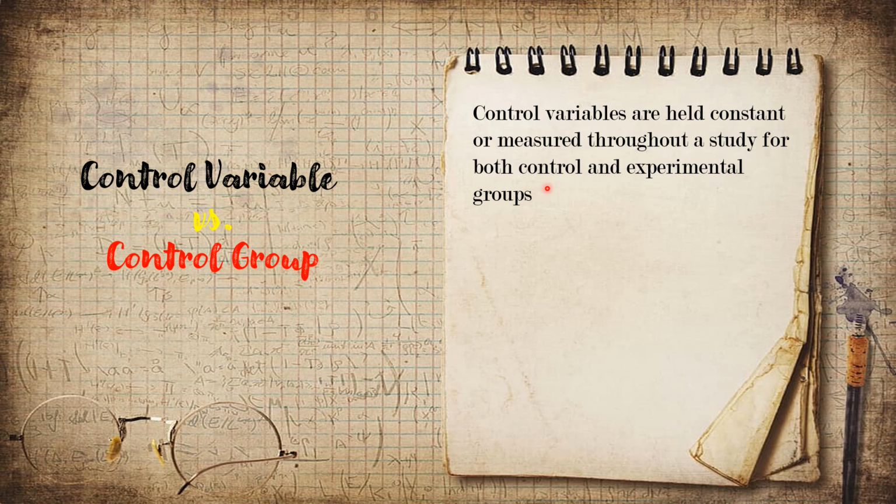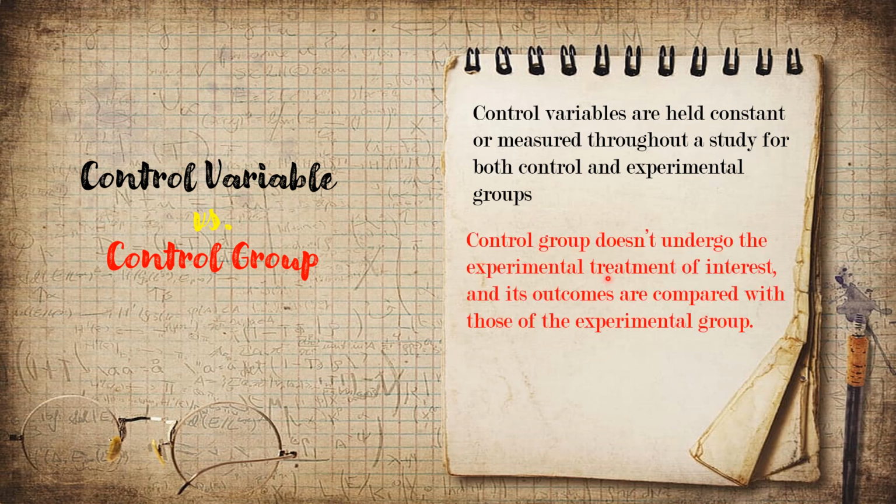So as you can read, you will be having two groups, the control group and experimental group, coming from your population. The control group will not undergo the experimental treatment of interest, and its outcome is compared with that of the experimental group. A control group usually has either no treatment, standard treatment that's already widely used, or a placebo.